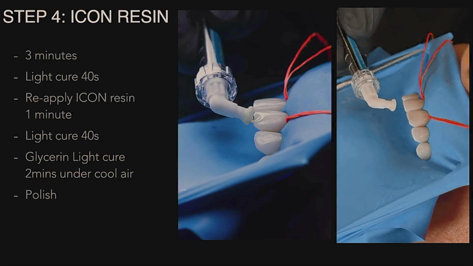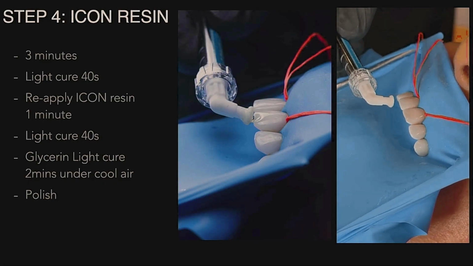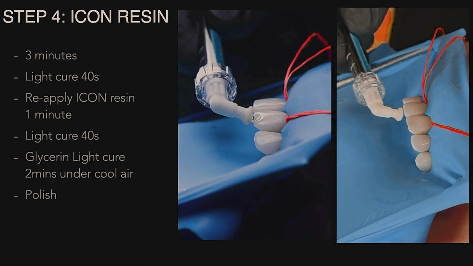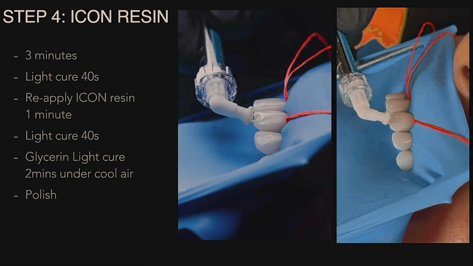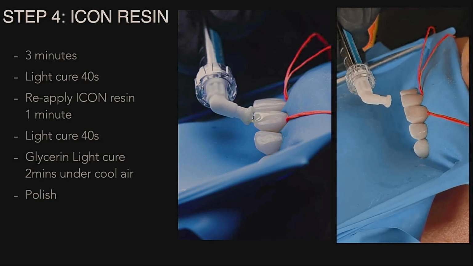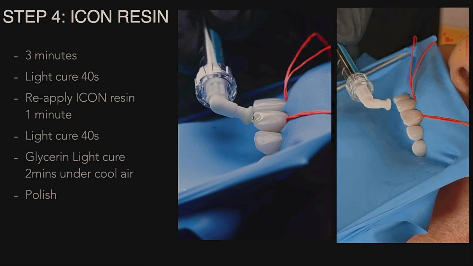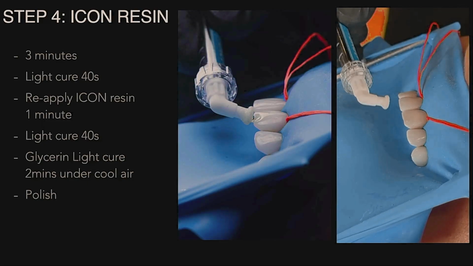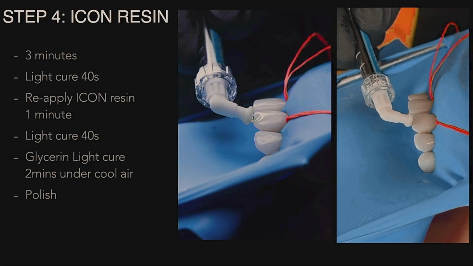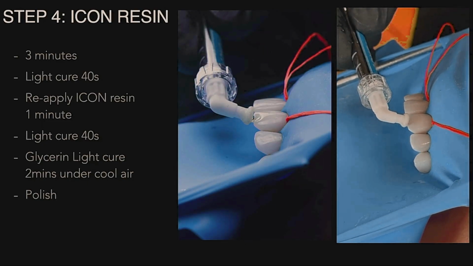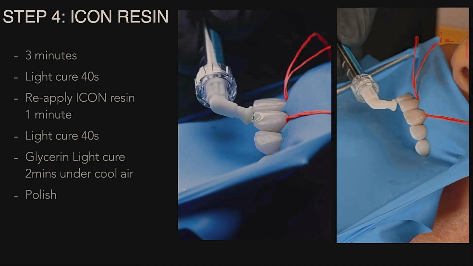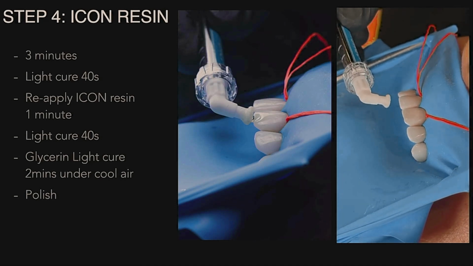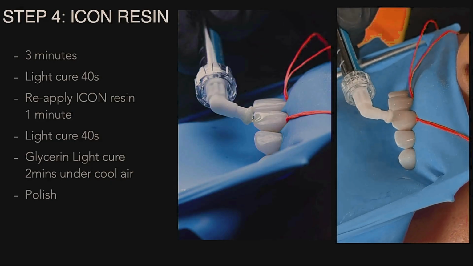During that time, keep applying the resin onto the tooth. So keep a wet surface. You don't want to let it dry out. And then we give a full light cure. Now with this, because it has the additional monomer, you do need to do an extended curing time. Even if you're using a strong light cure like a Velo, still give it a full 40 seconds light cure on there. We then reapply the Icon resin for a further minute just to make sure the lesion is completely penetrated. Give another final cure.